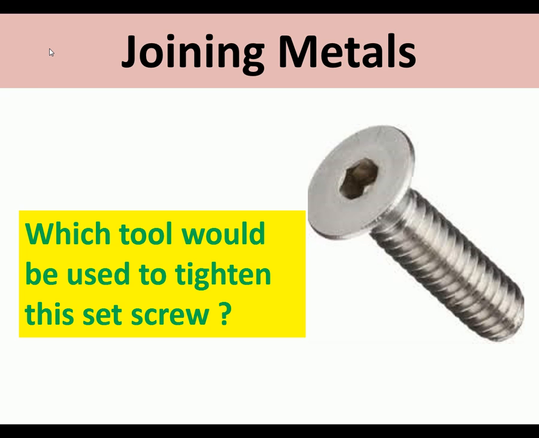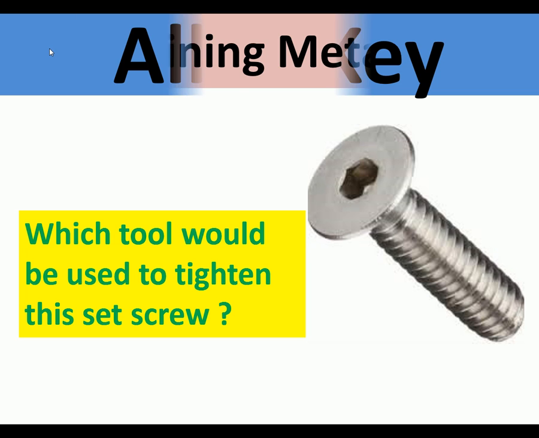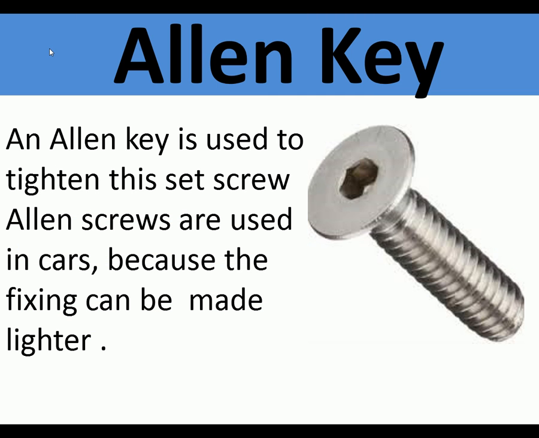Joining metals. Which tool would be used to tighten this set screw? It would be an Allen key. An Allen key is used to tighten the set screw. They're used in cars and aeroplanes because the fixing can be lighter.